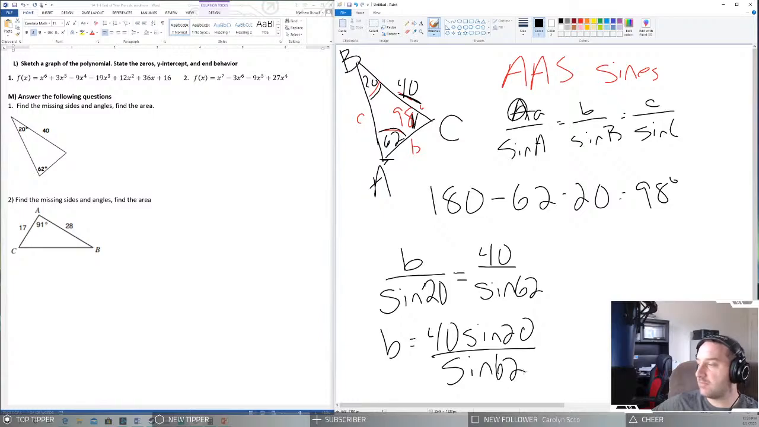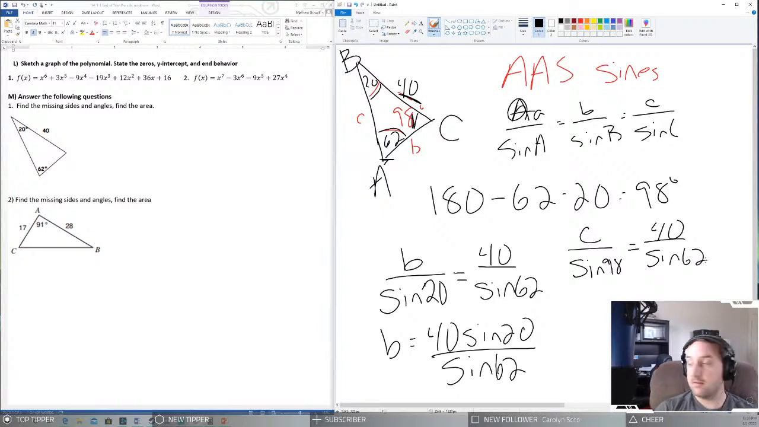And then do the same thing with C. So C over sine C equals, and I can do the A ratio again, so A over sine A. Get C by itself by multiplying both sides by sine 98, and then you get your value.